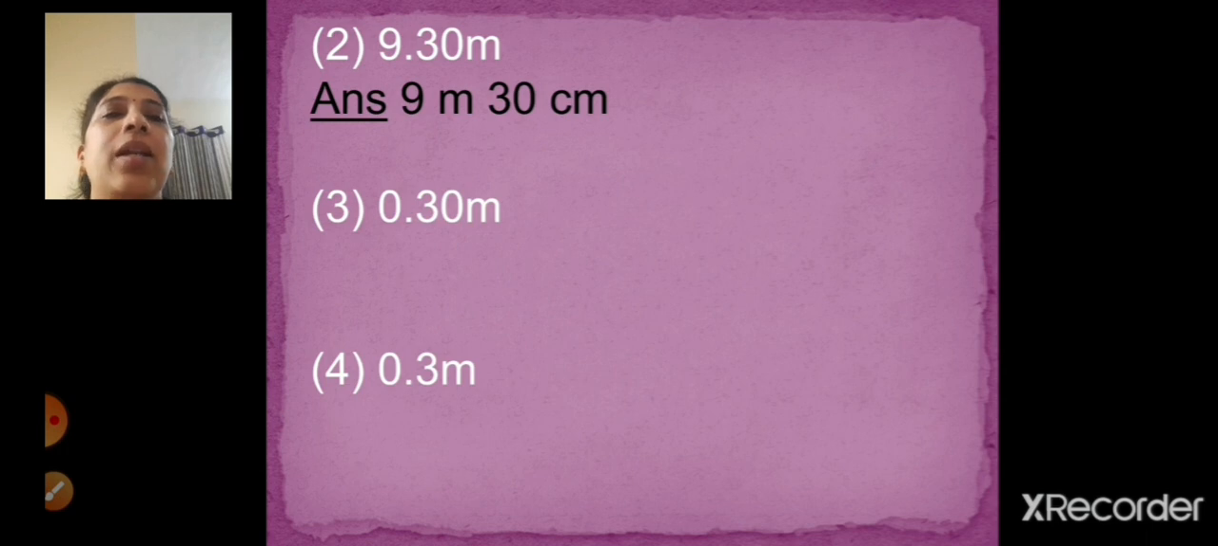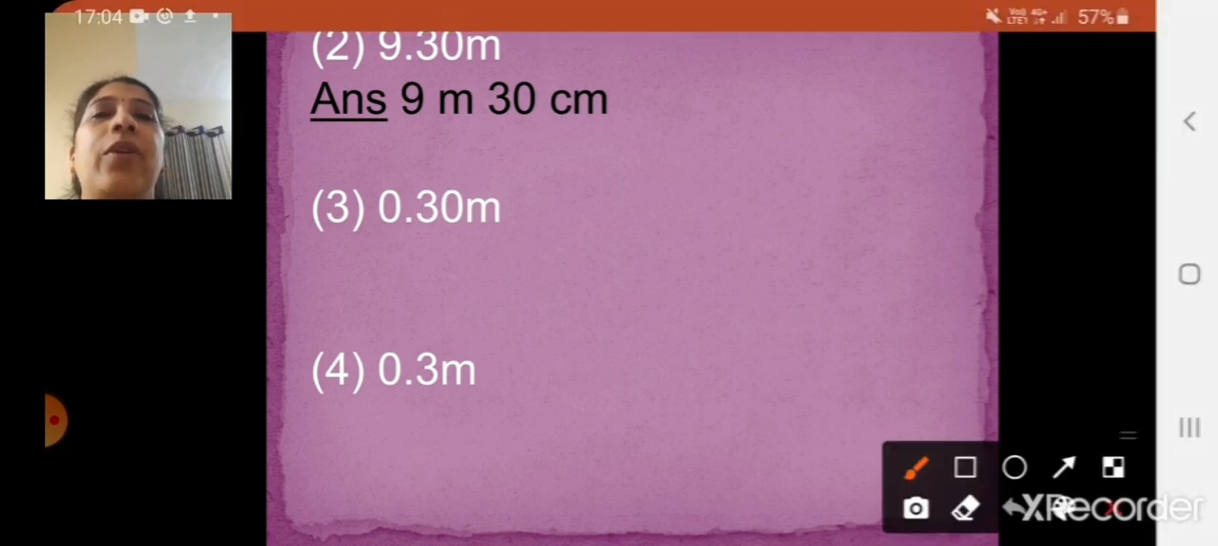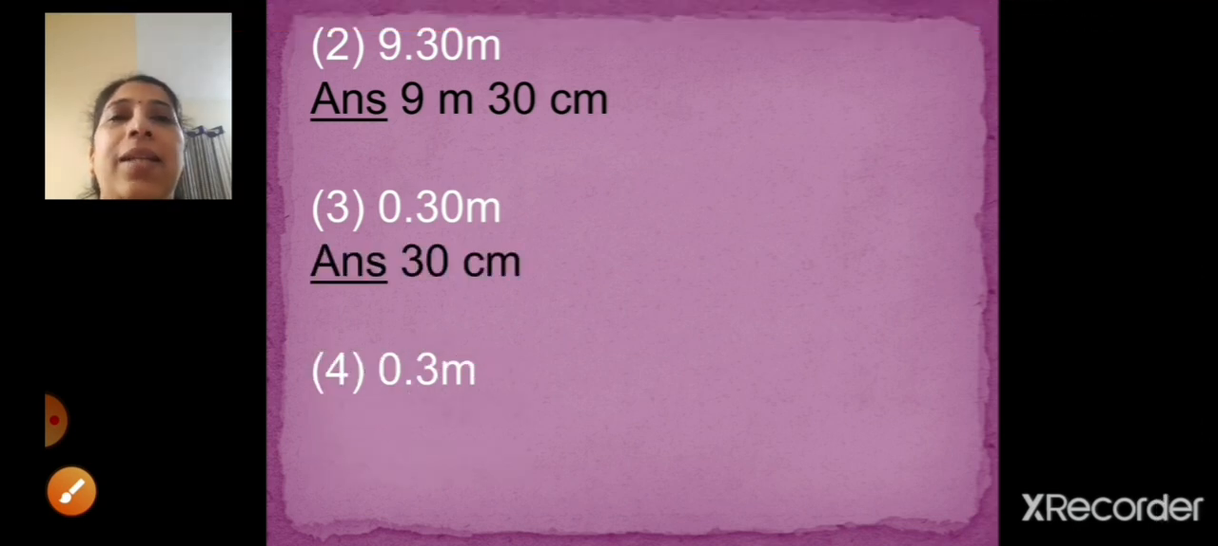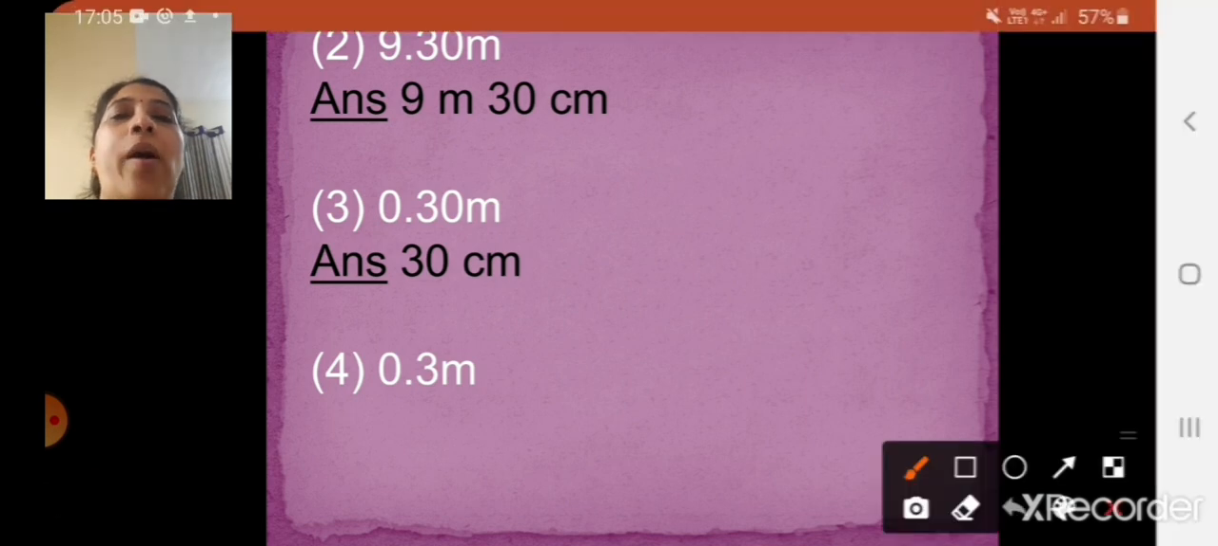Now the third one is 0.30 meter. So how will you write it? Before the decimal point it will be meter, so 0 meter you need not write. If you want you can write it, but if you don't write it, it's well and good. And what is after the decimal point? That will be your centimeter. So you can directly write 30 centimeter. Your answer will be 30 centimeter. Now the fourth one is 0.3 meter. Now 0.3 meter means again 0 meter before the decimal point, and after the decimal point it will be 30 centimeter.